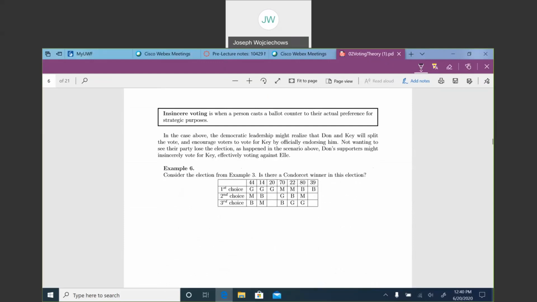So in the case above, the Democratic leadership might realize that Don and Key will split the vote and encourage voters to vote for Key by officially endorsing him, not wanting to see their party lose the election, as happens in the scenario above. Don supporters might insincerely vote for Key, effectively voting against L.